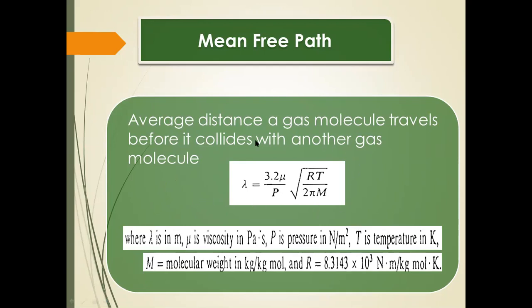Now, its formula was actually, I think, discussed already in your Chem 1, the mean free path. So the variables that appear in the equation: the mean free path is defined in here, it's in meters. The mu is the viscosity in Pascal second. The P is the pressure in Pascal. T is the temperature in Kelvin, it has to be absolute. M is the molecular weight of our molecule. And the R is the universal gas constant. So this is the formula that we use in computing the average distance a particular molecule travels before it collides with another molecule in a gas. So this is only for gases.